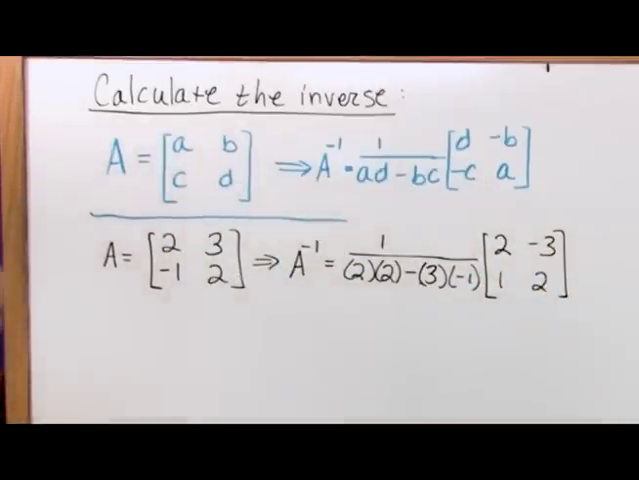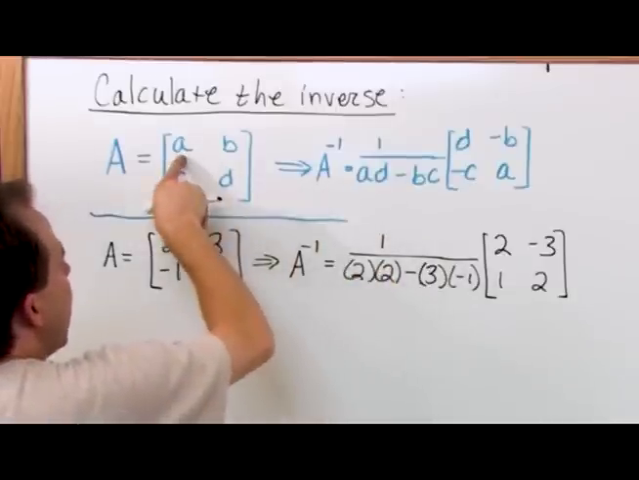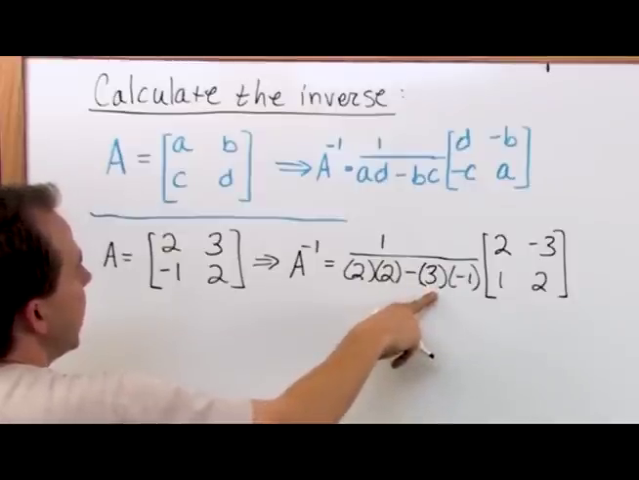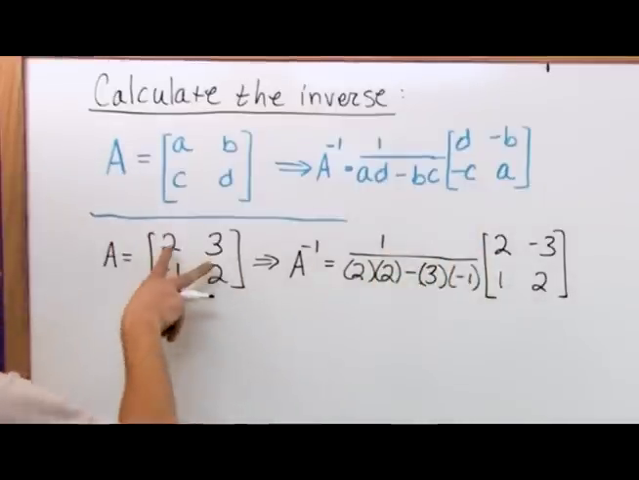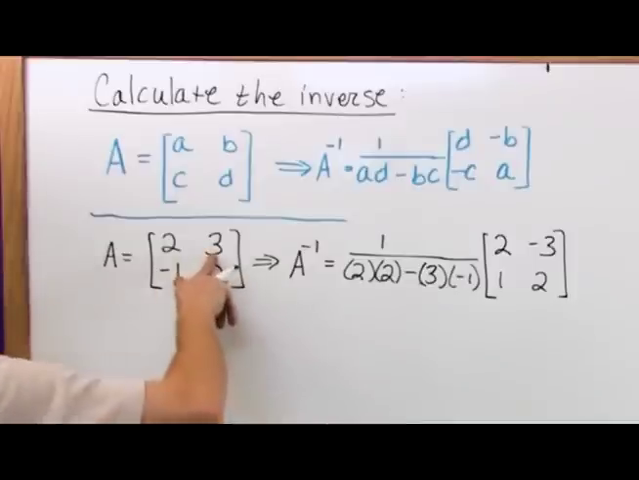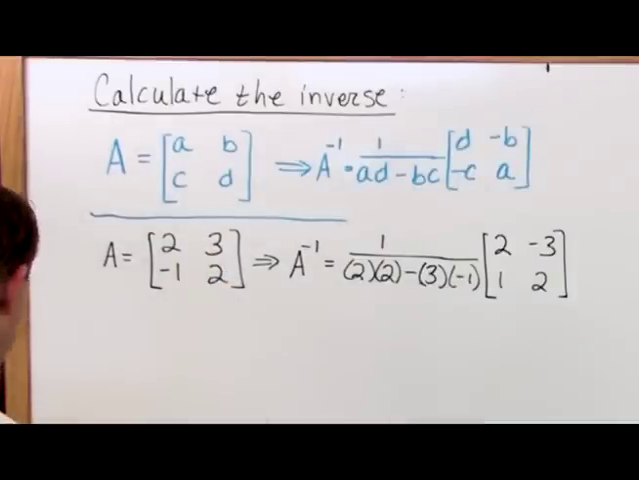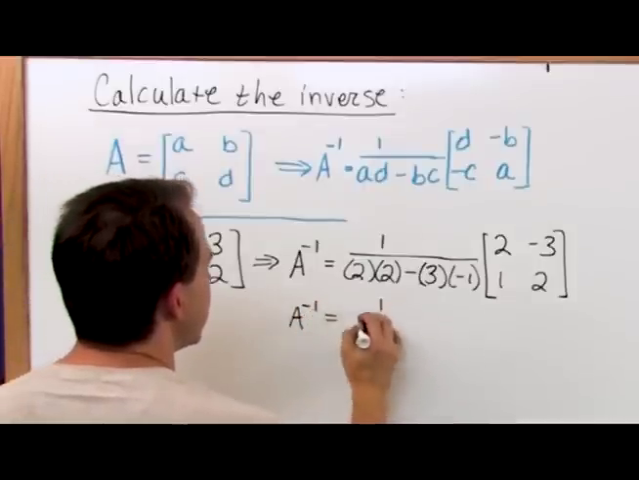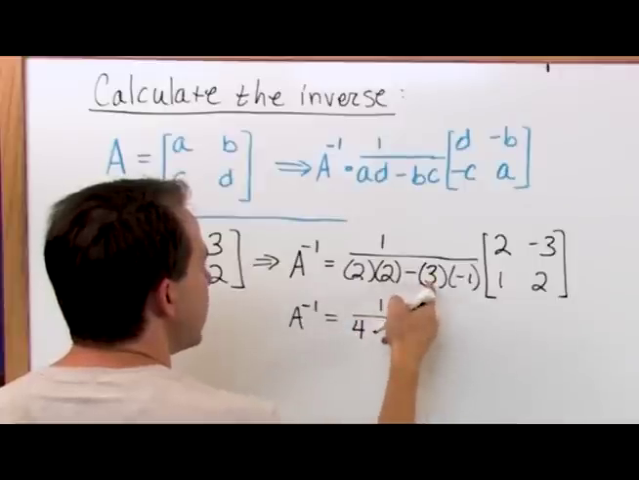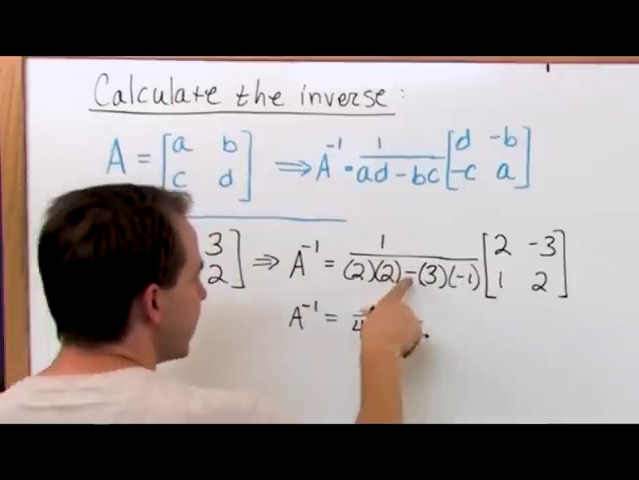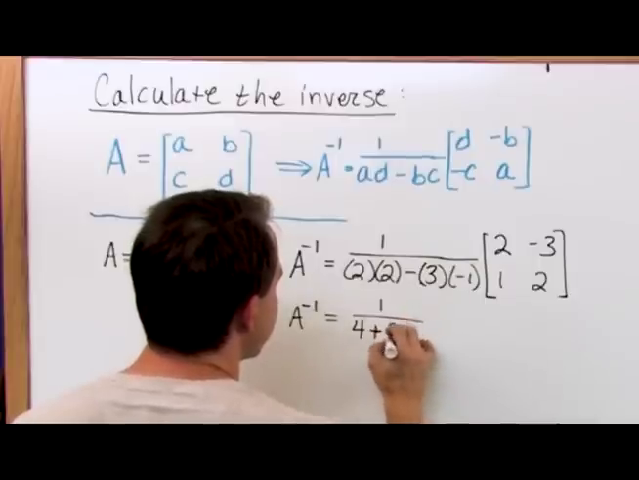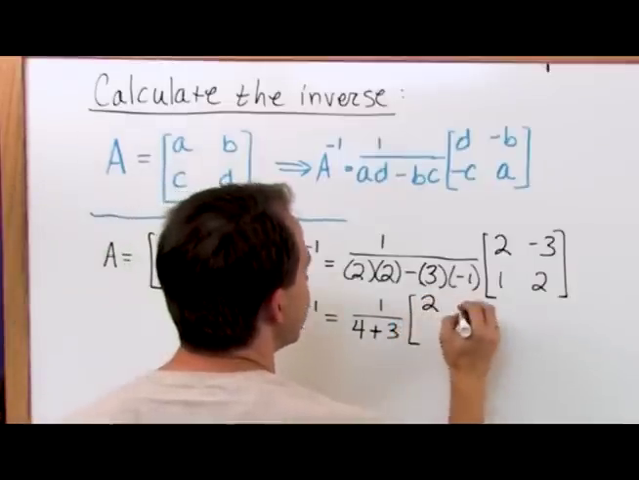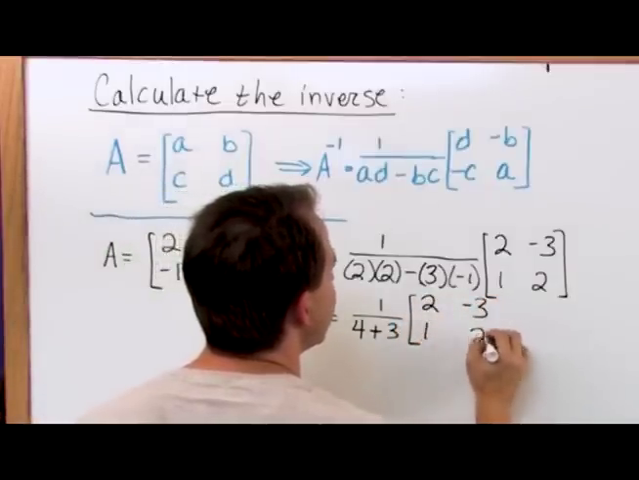So we followed our little formula: 1 over A times D minus B times C, that's down here, times the matrix with D and A flipped and with these two things negated. That's what we've done. Now let's finish calculating that and see what we have. The matrix inverse is going to equal 1 over 2 times 2, which is 4. 3 times negative 1 is negative 3, but I have a negative out here, so it's going to be plus 3. So 4 plus 3, and on the inside, it's the same old thing: 2, negative 3, 1, and 2.